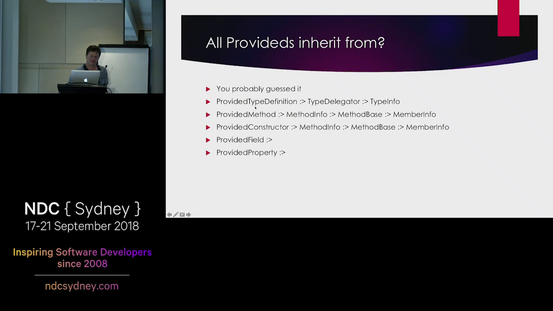So a provided type definition, which is just a type, basically it's a type we're going to generate. It comes from type info, which then subsequently comes from member info. So we've got this hierarchy and everything's related. Provided methods also, constructors, fields, and properties. So that's everything that a type is made of, right?